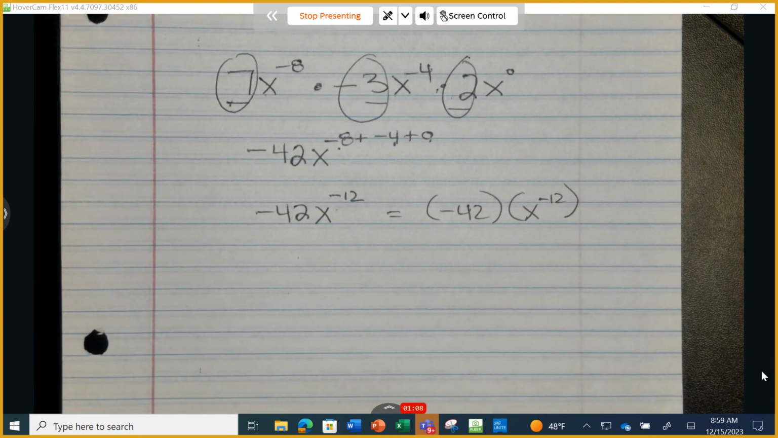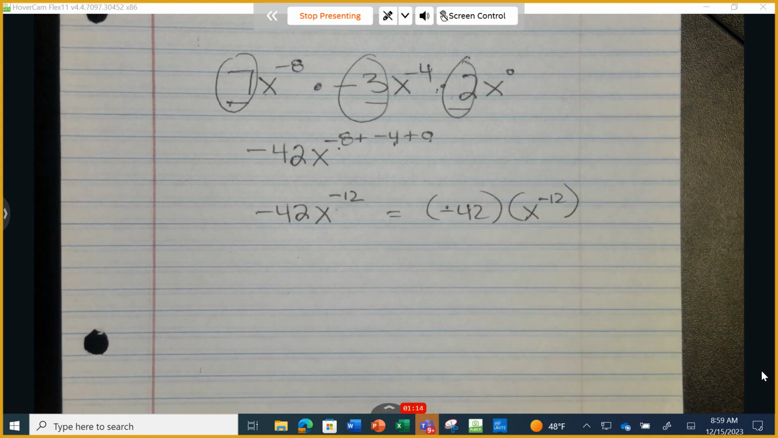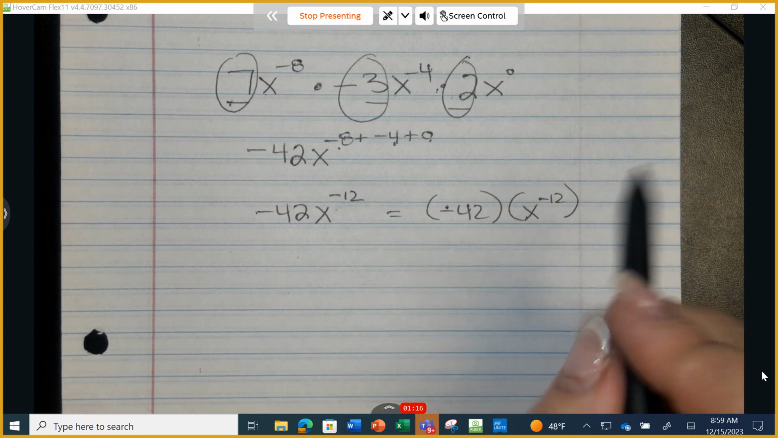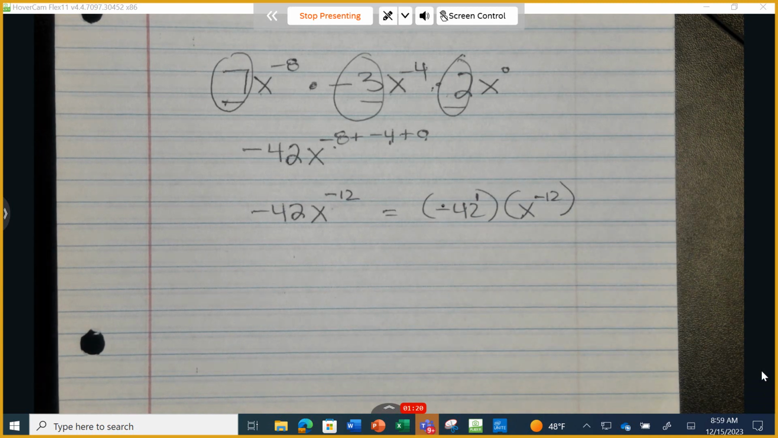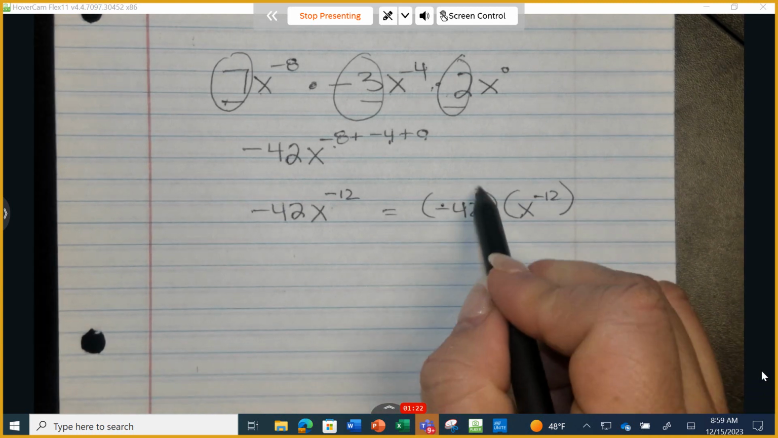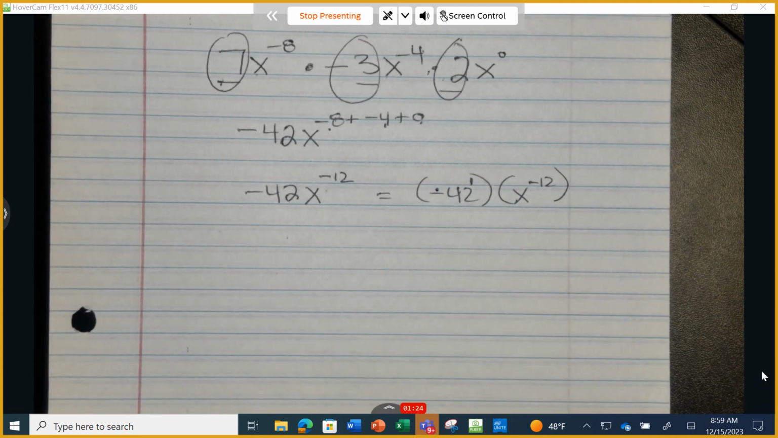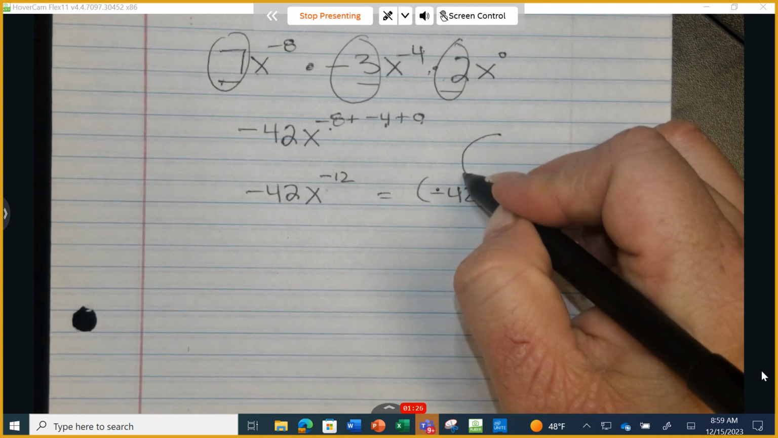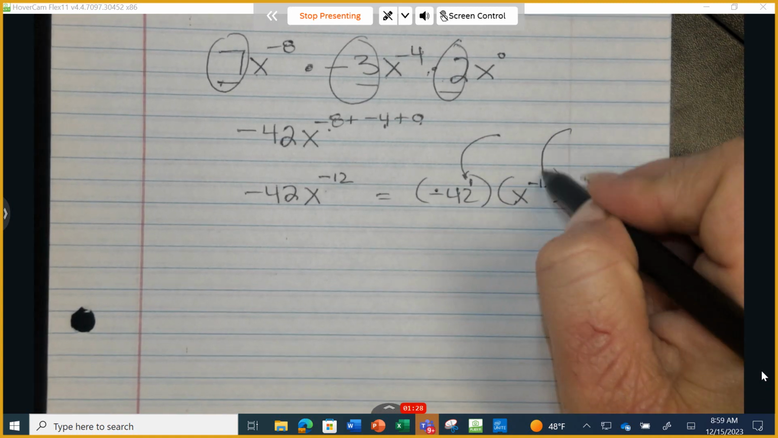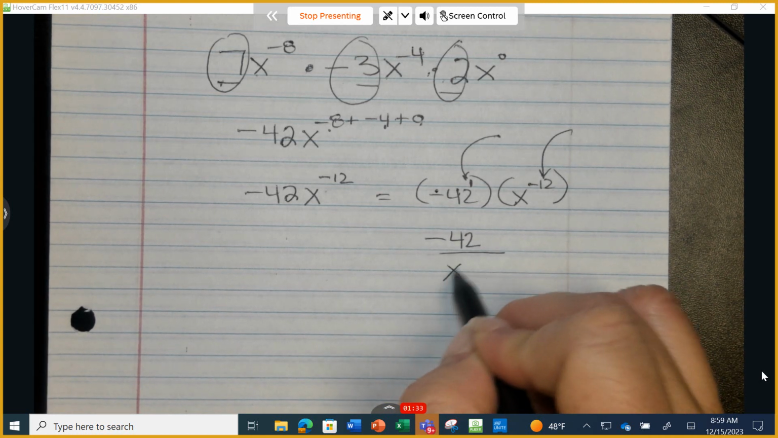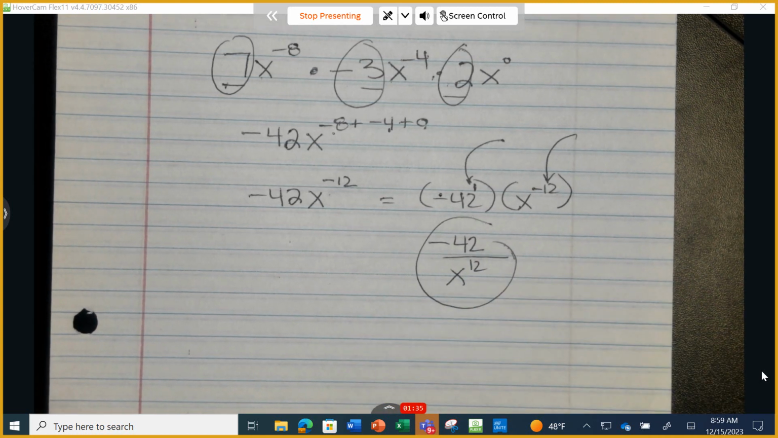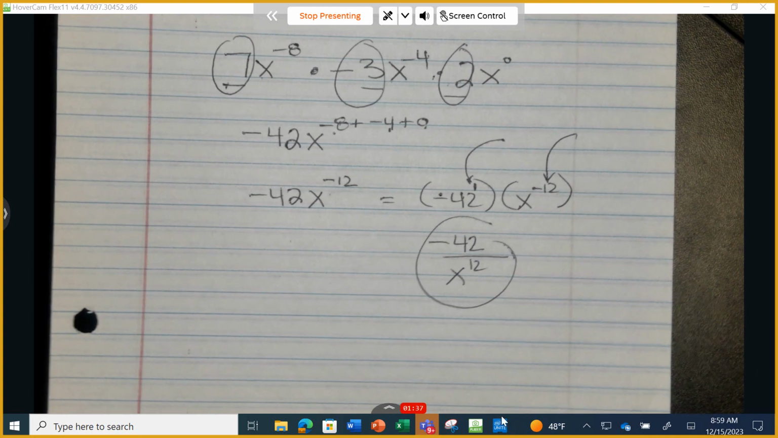And in fully simplifying this, I need to make sure that we don't have any negative exponents. The number in front can be negative, but the exponent cannot. So this has an exponent of negative 12. This has an exponent of positive 1. The negative 42 is just happy where it is. How do I know that? The exponent is positive. The x is not happy where it is. I can see that because it has a negative exponent. I move it to the bottom. I make it happy. And I have fully simplified this first expression.